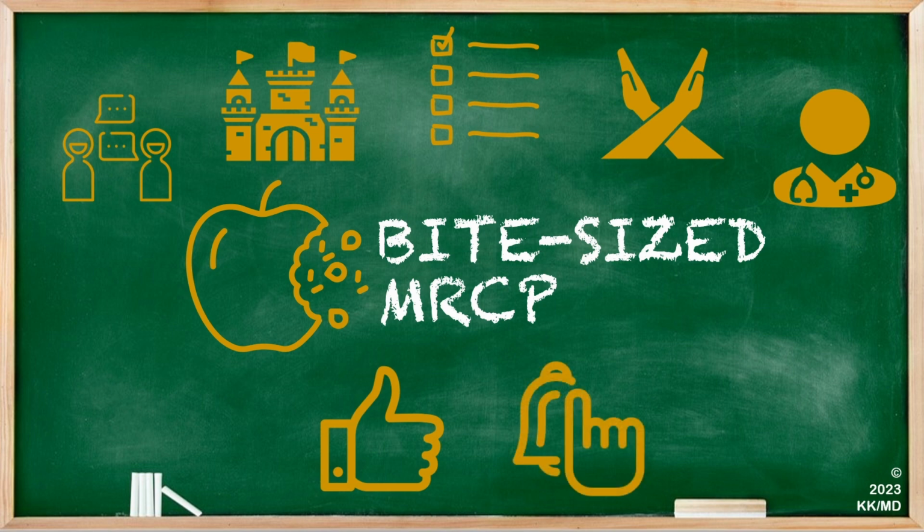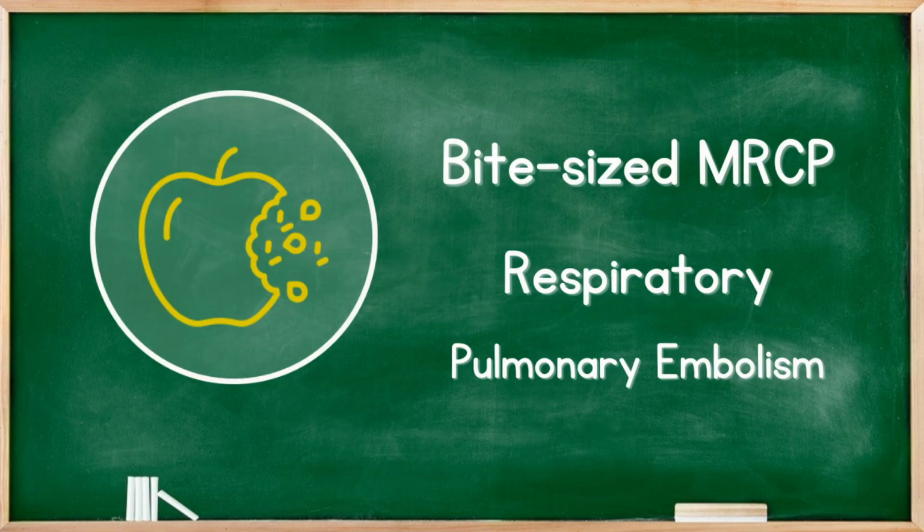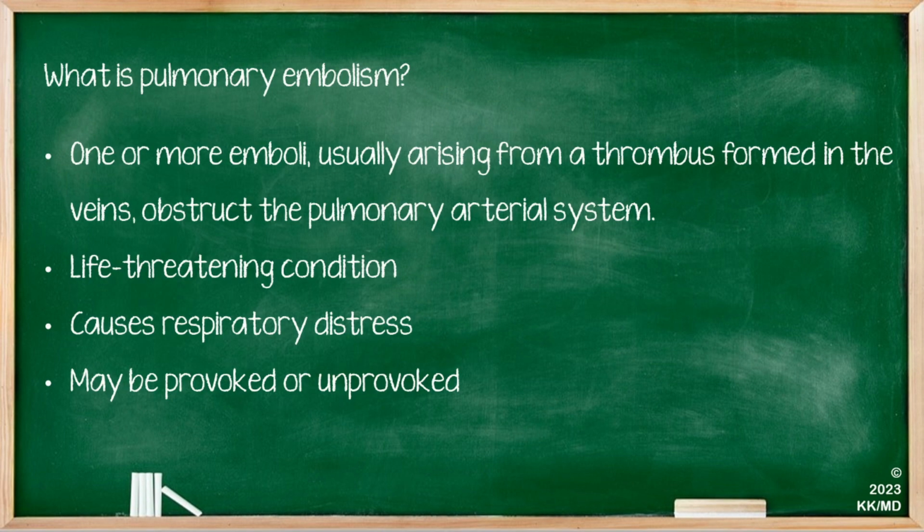Now, without further ado, let's get into today's topic, which is pulmonary embolism. A pulmonary embolism involves one or more emboli, usually arising from a thrombus formed in the veins, obstructing the pulmonary arterial system. It's a life-threatening condition and causes respiratory distress, and may be unprovoked or provoked.